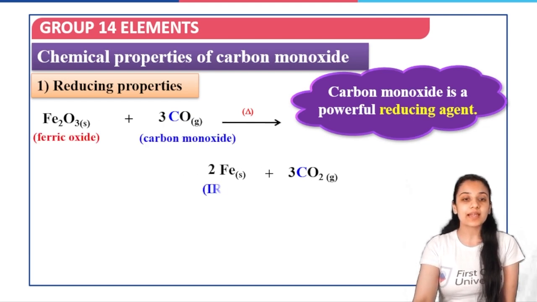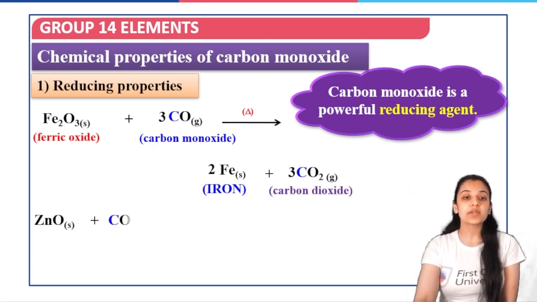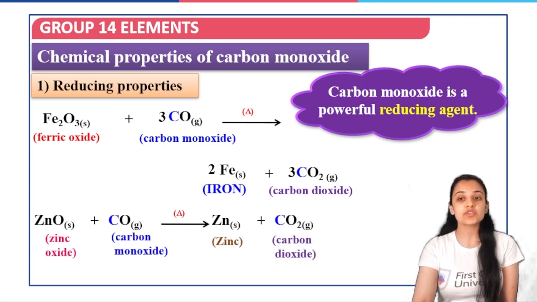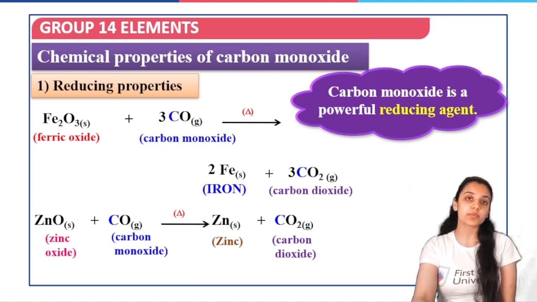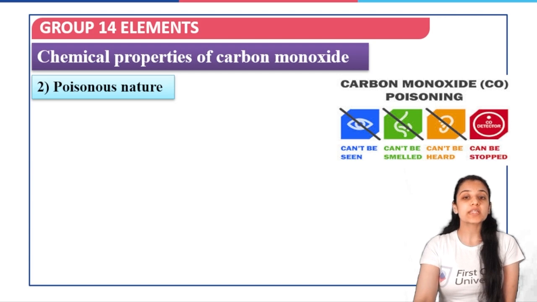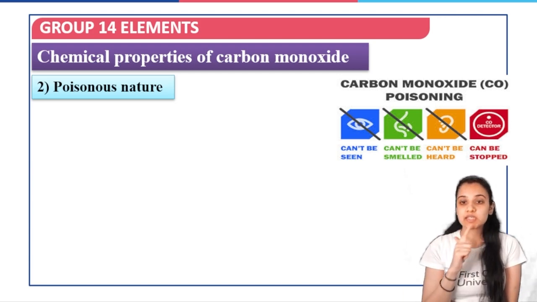This is how you can balance the chemical equation. Similarly, if you look at zinc oxide, when you add carbon monoxide to it on heating, you get zinc and carbon dioxide as the product. So again, zinc is reduced because oxygen is removed from zinc oxide and we get solid zinc. Next is the poisonous nature of carbon monoxide. Now, carbon monoxide cannot be seen because it is colorless. It cannot be smelled because it is odorless.